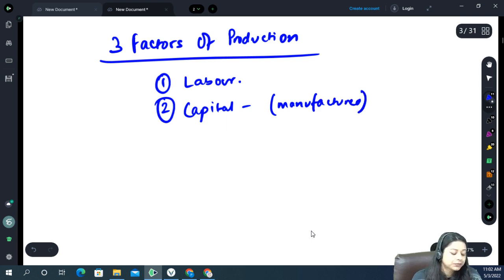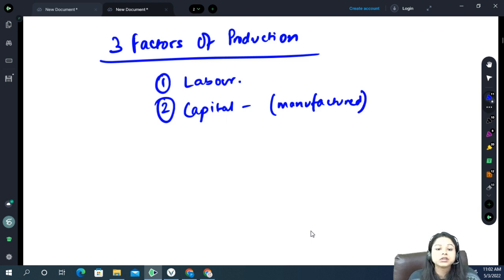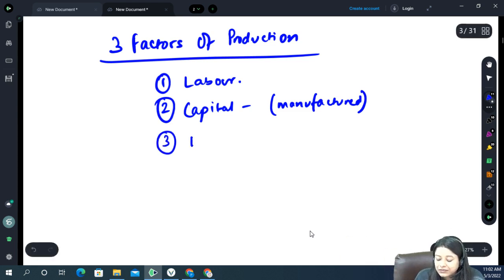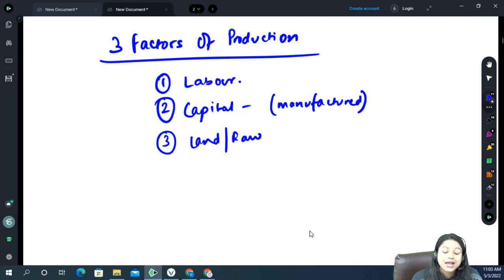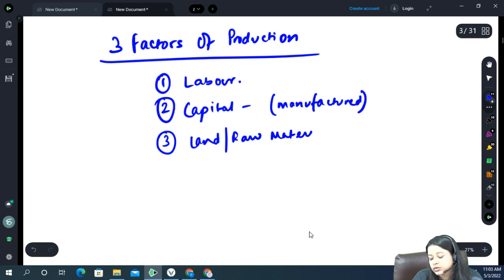factories, computers, all right? These are manufactured. Capital is not your money. That is not capital. Capital is manufactured capital resources. And lastly, we have land, which is generally known as raw materials, which we generally call natural resources, right? Natural resources. This is basically human resources, and this is natural resources.